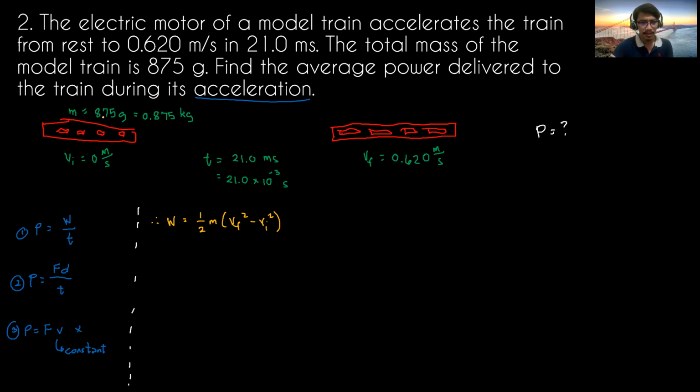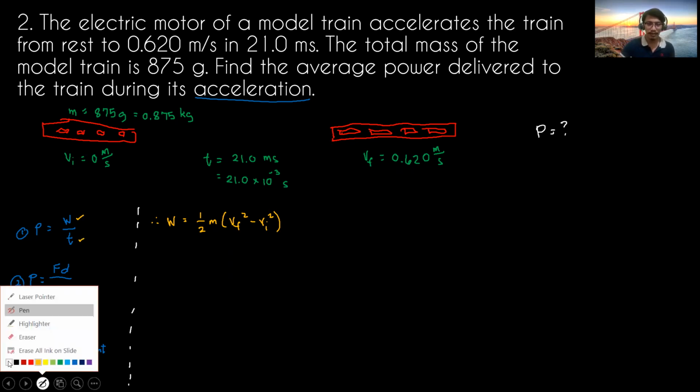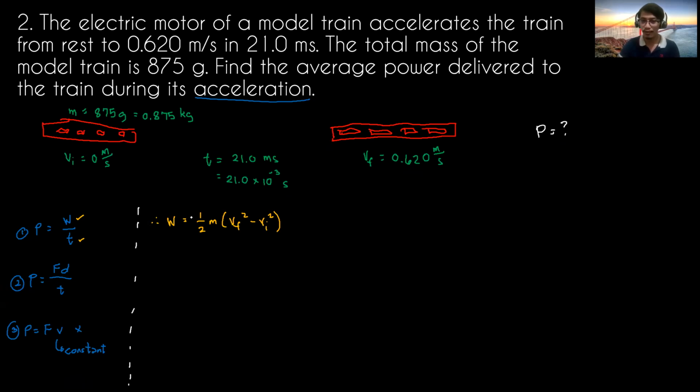Do we have mass? Yes, we have mass. Check. Do we have final velocity? Yes. Do we have initial velocity? Yes. So that means we can calculate the work using the work-energy theorem. How about time? Yes, there is a given time. So we can use equation number 1. However, before we can use equation number 1, it is very important to solve the work first, because there is no given work. We will use the work-energy theorem, since all the variables are given in our problem.